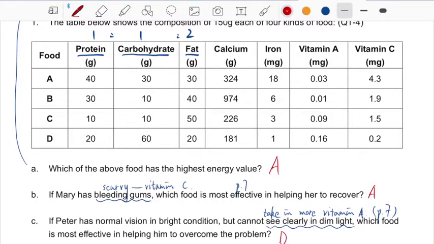And the last question: John suffers from severe blood loss from an accident. Which food is most effective in helping him to recover? Since he suffered from severe blood loss, John needs a lot of hemoglobin to recover. So iron is essential to form hemoglobin.